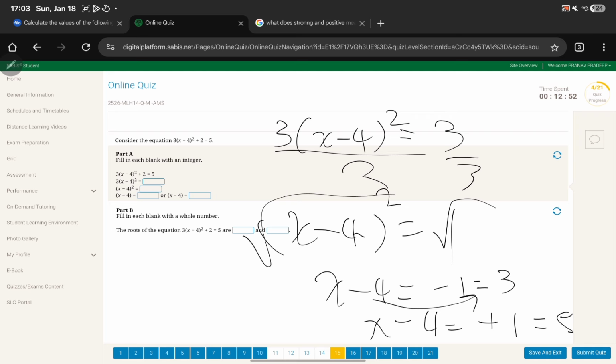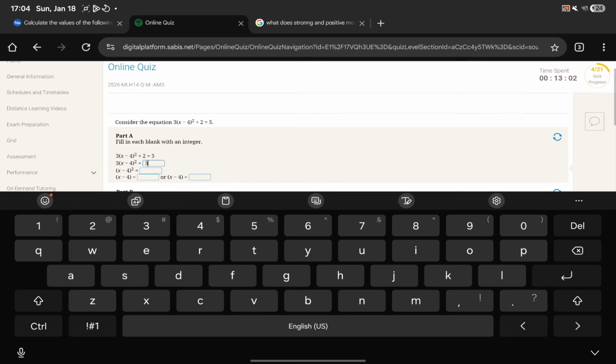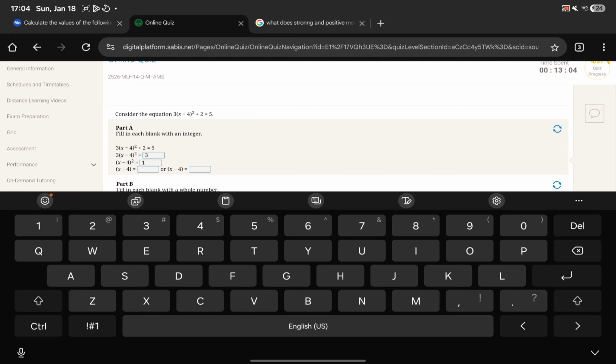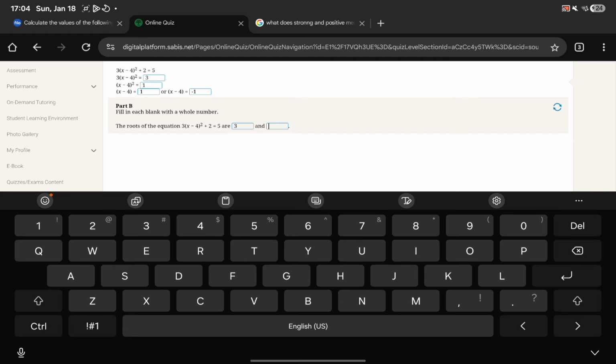So here it's 3, 1, it's 1 or negative 1. Here it's 3 and 5.